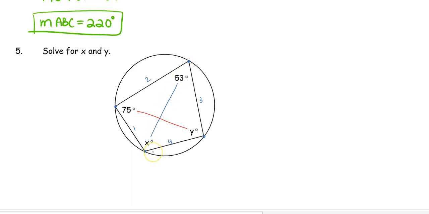Inscribed angles, their opposite angles are supplementary. So you may want to make a note of that to yourself. Inscribed angles and inscribed quadrilaterals have opposite angles that are supplementary. Remember, supplementary means that they add up to 180. So if I look at x and 53, those are opposite angles. If they are supplementary, they add up and equal 180. So I move that 53 over, and we find that x is going to be equal to 127.